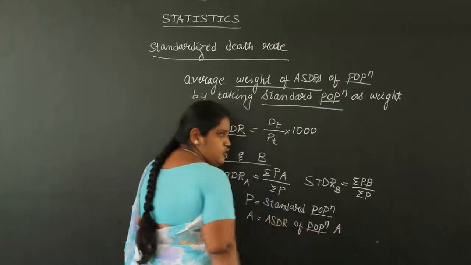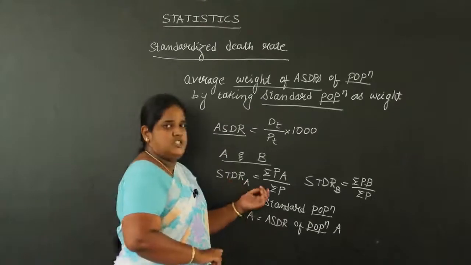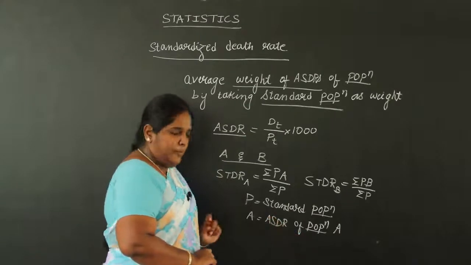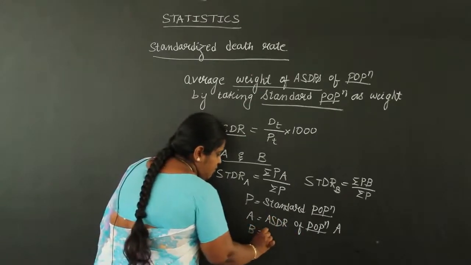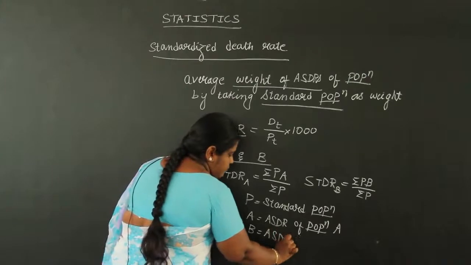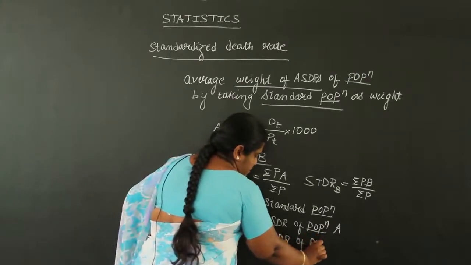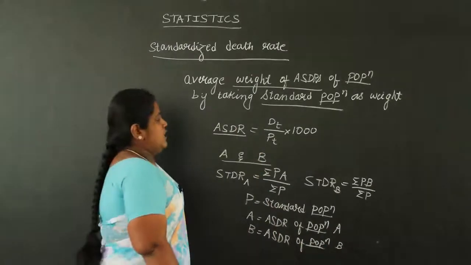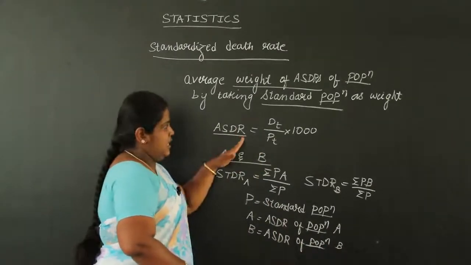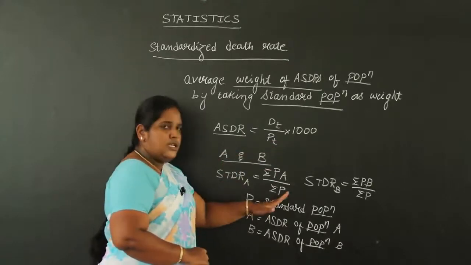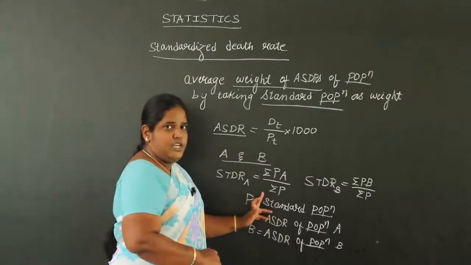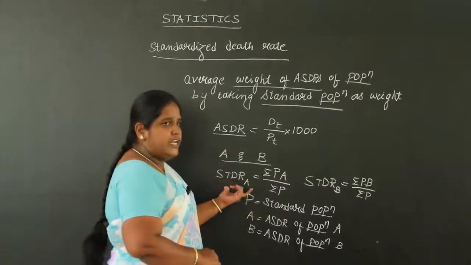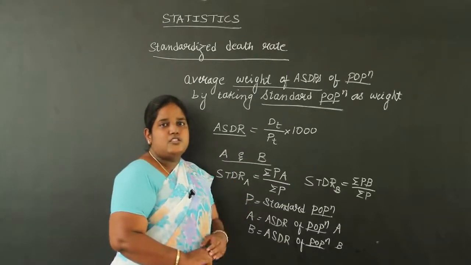So you'll have two populations, which we take as A and B. A will denote the ASDR of population A. Similarly, B will be the ASDR of population B. So what is the first step while doing standardized death rate? First find out ASDR for each of the populations, then multiply that with the standard population and divide it by the total of the standard population. So you'll get the standardized death rate, and I said in this you can compare it.